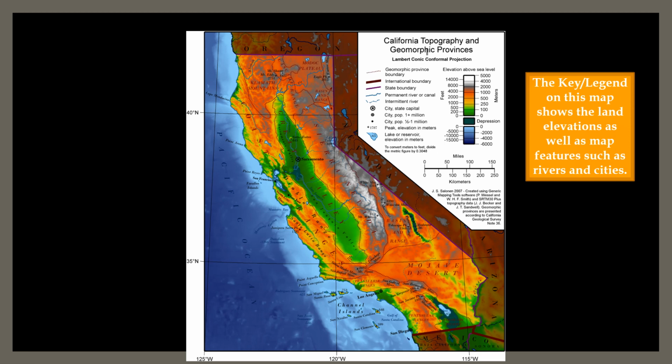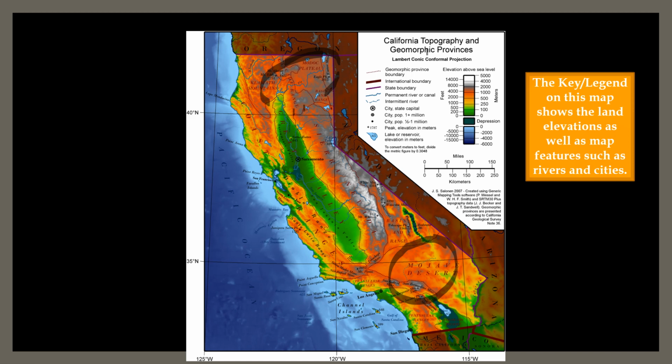Next up, we have our rivers. So up here in the north, we can see that the solid blue line is actually a permanent river or canal. And what that means is that that is going to be there year-round. Whereas in the Mojave Desert, we have a broken blue line, which means that is an intermittent river. So that river most likely dries up at some point during the year. It's not there year-round.